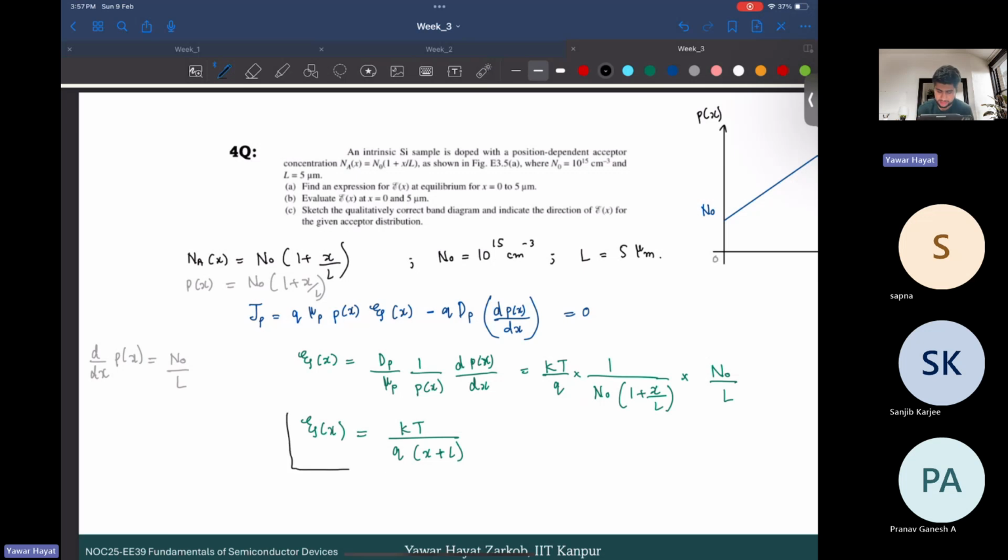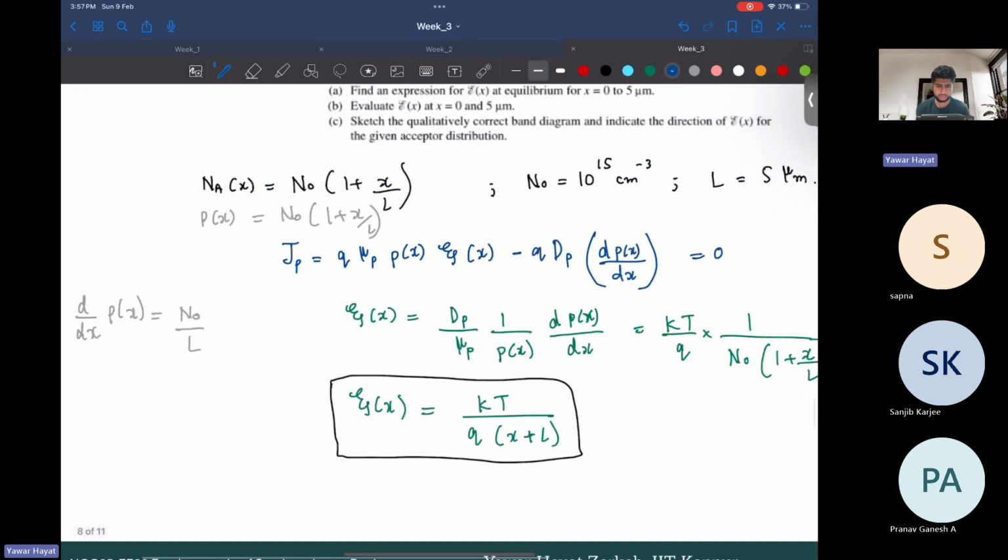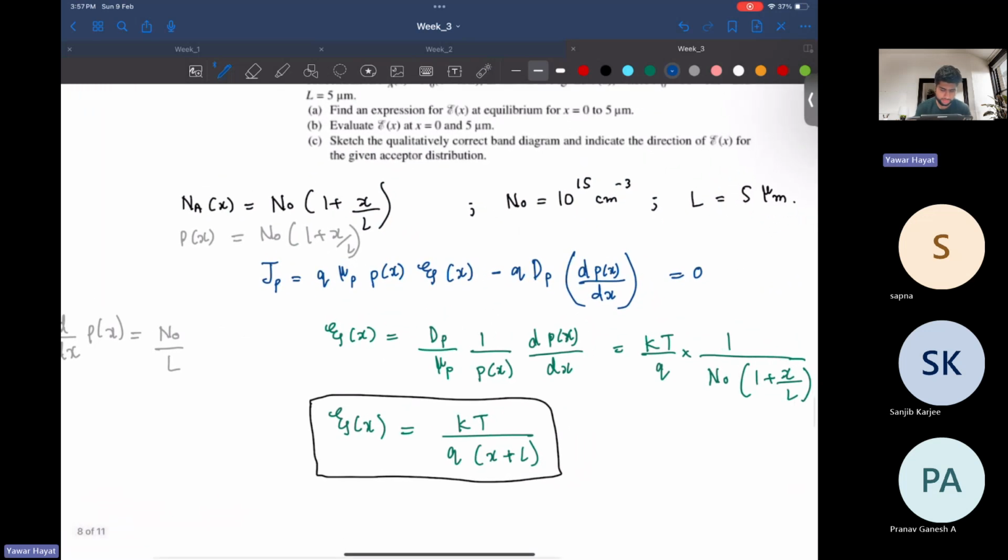I'll take that as a yes. So we computed the expression for electric field at equilibrium, right? So now we are asked in the second part to evaluate it at x equal to 0 and x equal to 5 micrometer. Okay, so that is just a numerical problem more than a physical problem. So for your B part, what is E of 0? E of 0 would be KT by QL, right? Why? Because I substituted x equal to 0 in this expression that we just derived.